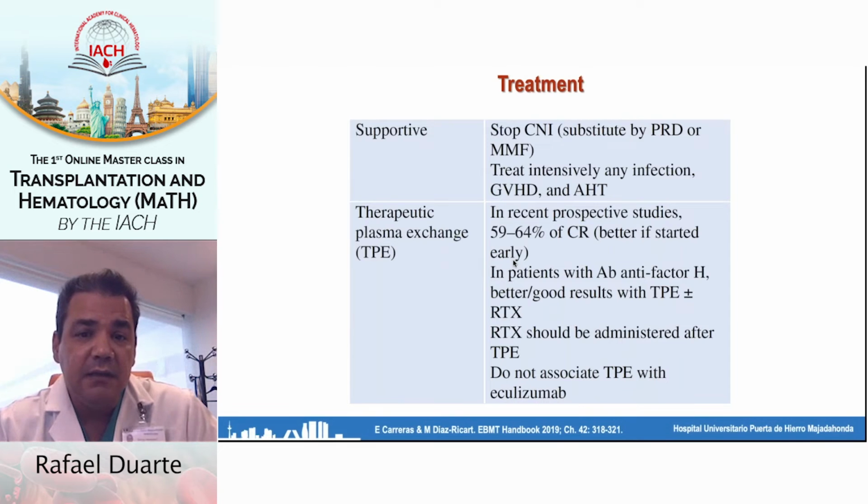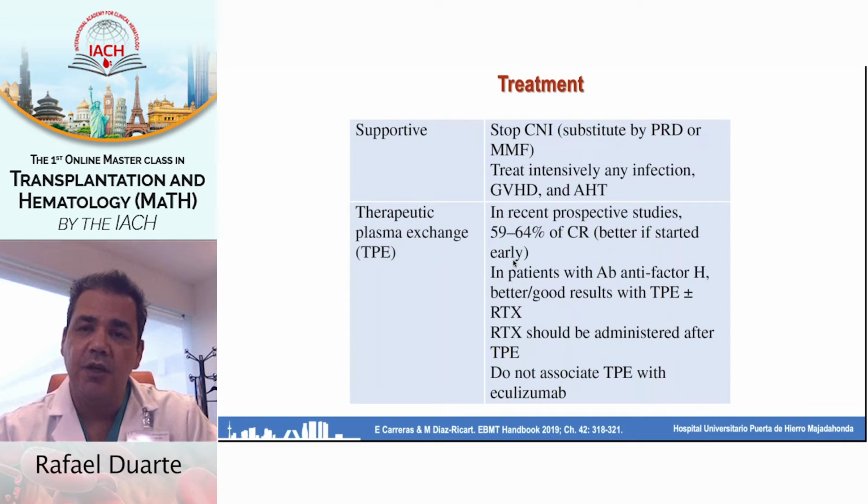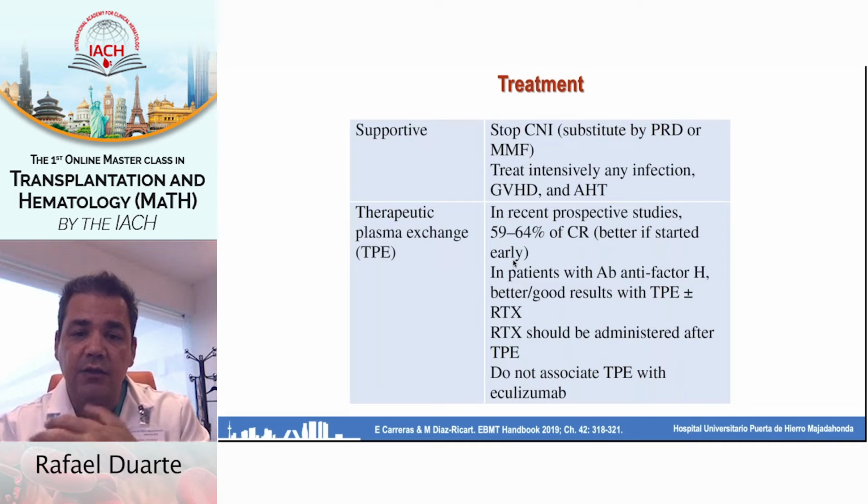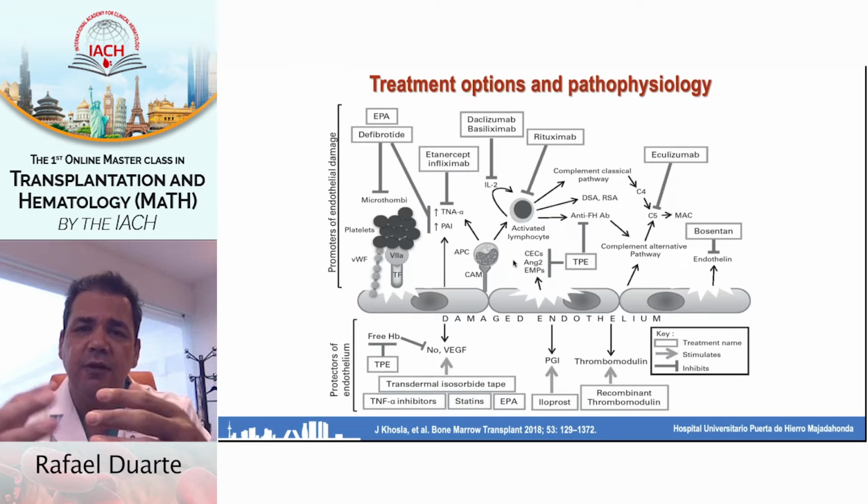There's been evidence in some recent prospective studies of complete response rates in over half to two thirds of the patients. In particular, the association between therapeutic plasma exchange and rituximab right after TPE is associated with good results in these patients. There are many treatment options, based on the pathophysiology of the disease. So it's not only plasma exchange.